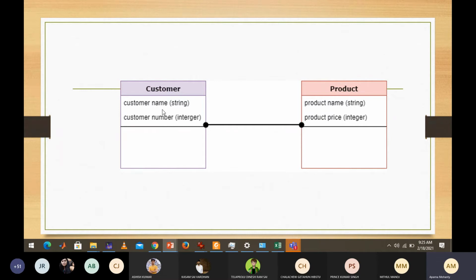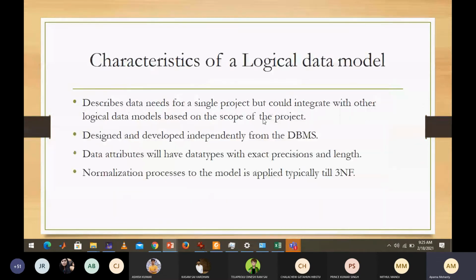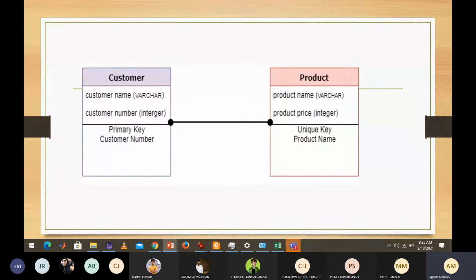Next comes the physical data model. So what is a physical data model? For the same example, suppose this is the customer and this is the product. The customer name and customer number are a variable character and an integer. This is similar to the logical model, but here you are using a primary key, customer number, and here a unique key, product name.